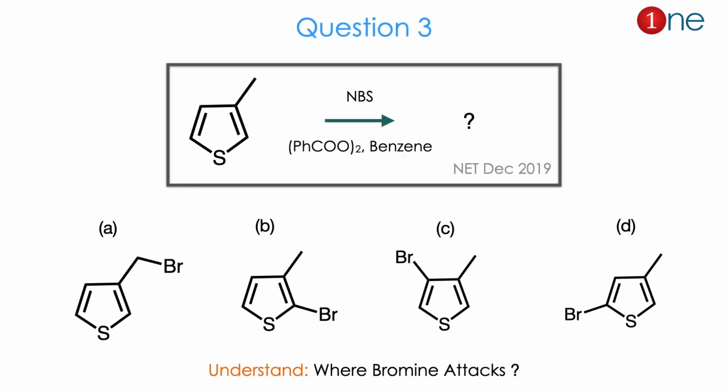Then question number 3. The starting material is thiophene. You have a methyl group at the third position. You are using NBS, N-bromosuccinimide, and peroxide. You are using benzene as the solvent. They ask you to find the product. The product is where the bromine is attaching. Is it attaching to the methyl group, or to the ring, or to the fourth position, or the fifth position? So from the reactant to product, you might guess where and how the bromine attacks. The answer is A. Let us see how.